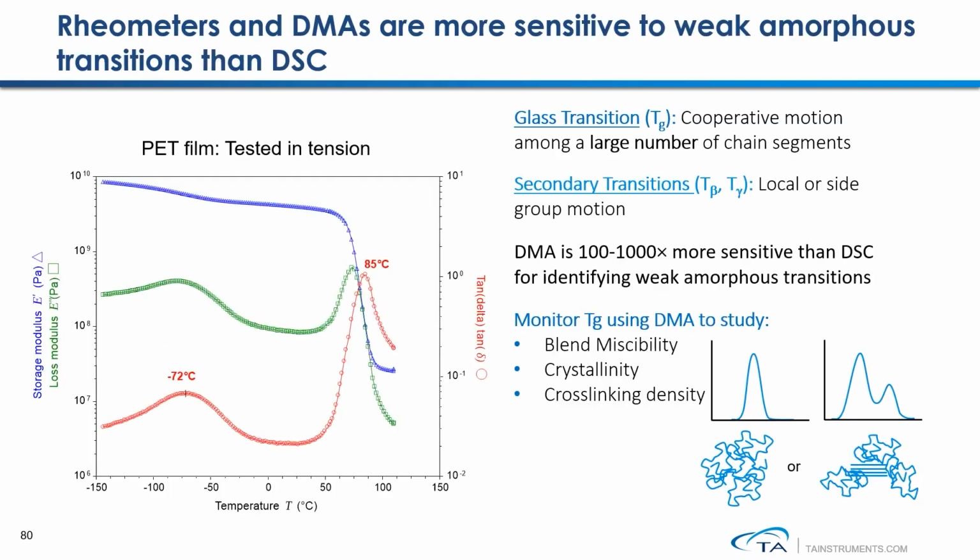Here is an example of using the DMA mode to conduct a dynamic temperature ramp experiment on a PET film sample. From these measurement results, we can see that the glass transition of this sample is observed at 85 degrees C. Under subambient conditions, we can see another weak and wide transition which occurs at a temperature of about minus 72 degrees C. This transition cannot be measured using a DSC method, but we can see this transition clearly from this DMA measurement.